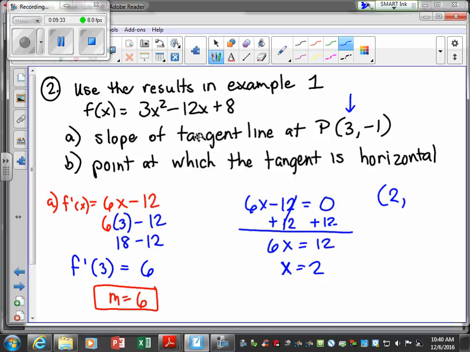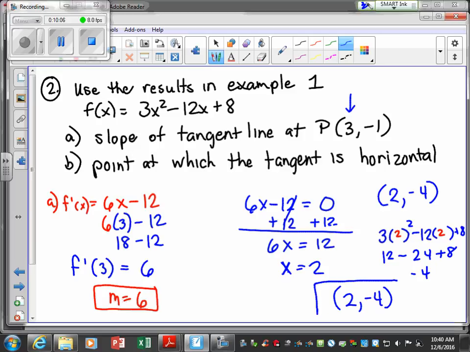Good. So my original function is just 3x squared minus 12x plus 8. Let's plug that back into our original function, and we're going to evaluate it when x is 2. And then calculate that. 2 squared is 4, so 12 minus 24 plus 8. So at the point (2, -4). That's point B.